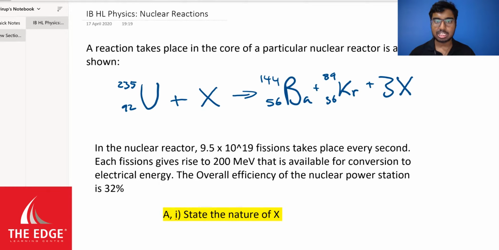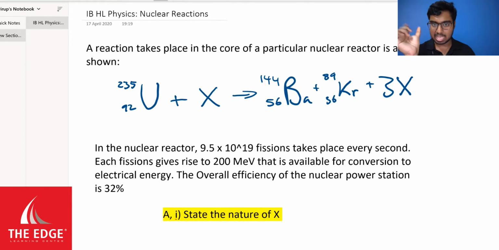Hi there. Today we'll be looking at a question from the IBHL physics course, in particular, a question relating to nuclear physics. So the question is that a reaction takes place in the core of a particular nuclear reactor. The reaction is as follows.